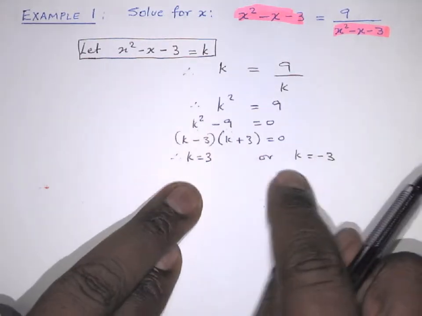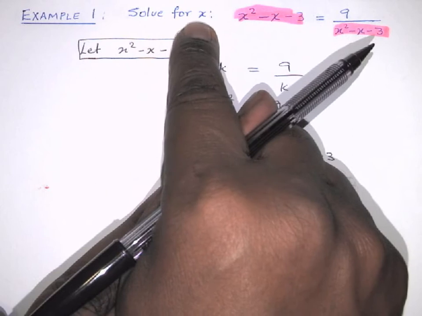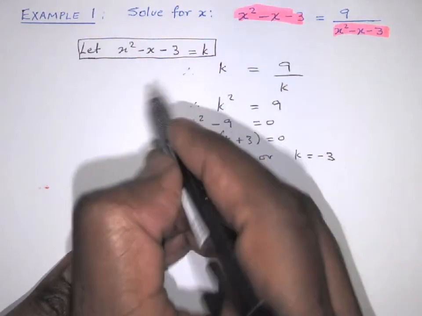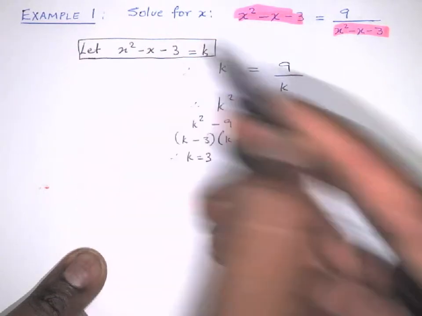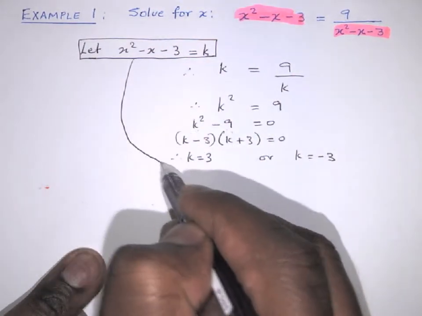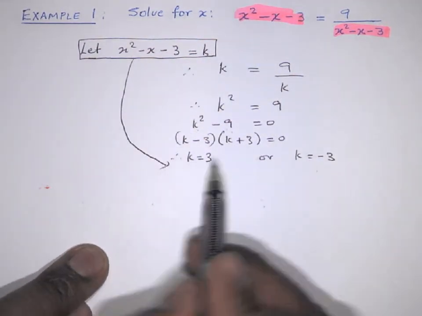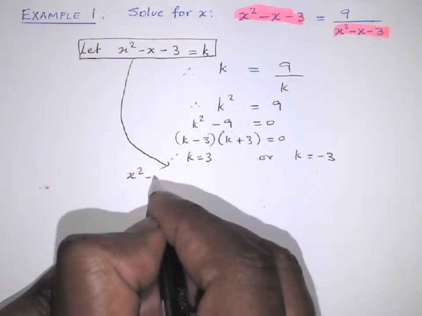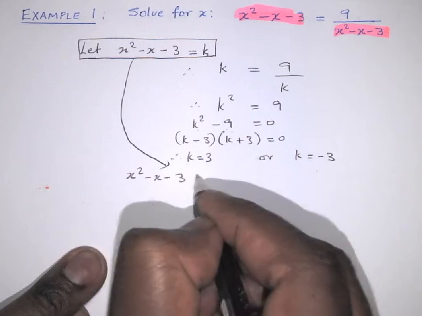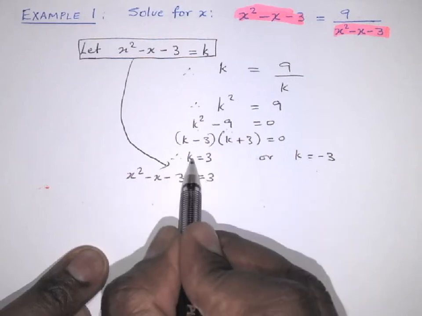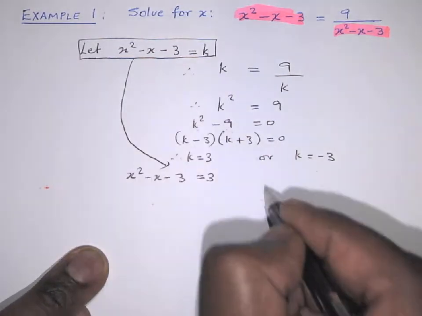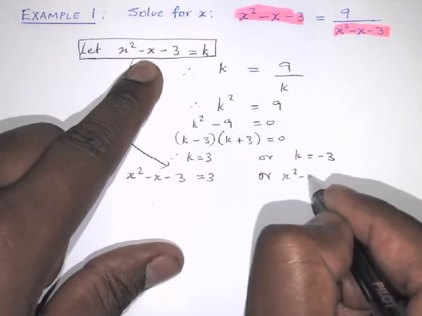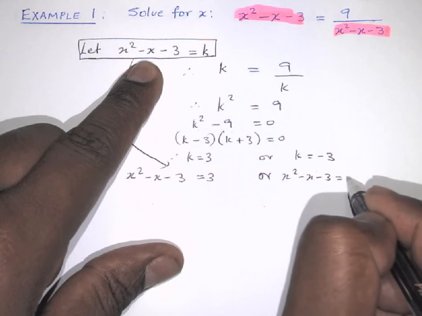But remember that the question was saying solve for x, not to solve for k. So we are going to replace it back, because k was this expression. We take the expression and plug it back in place of k. So now I've got x squared minus x minus 3 equals 3, because k is 3. Or instead of k, I plug in the expression again: x squared minus x minus 3 equals minus 3.